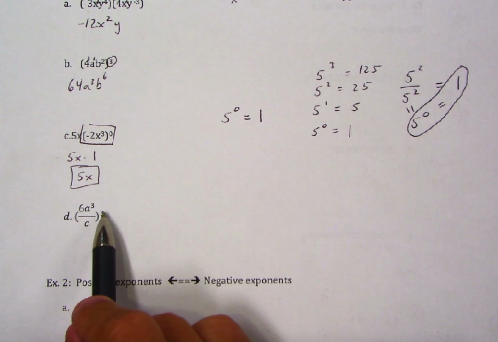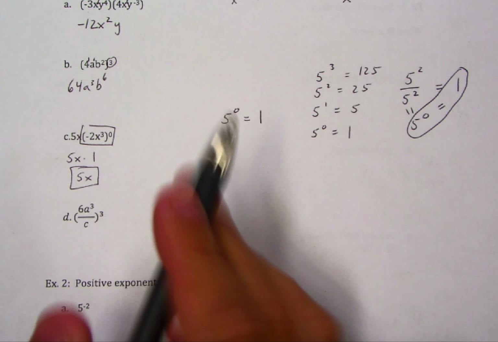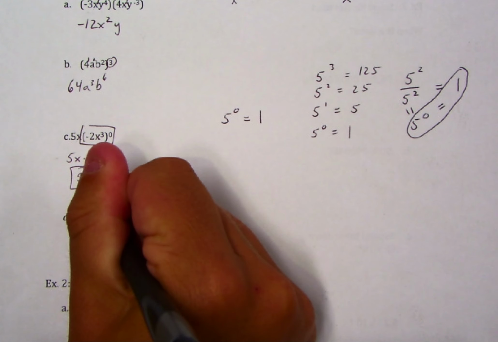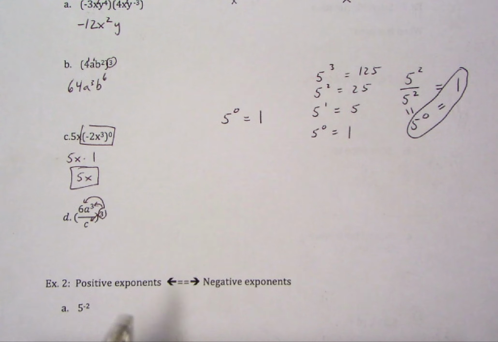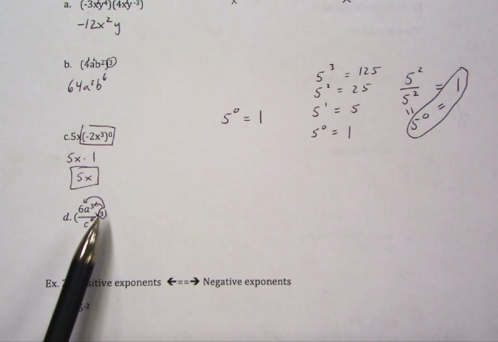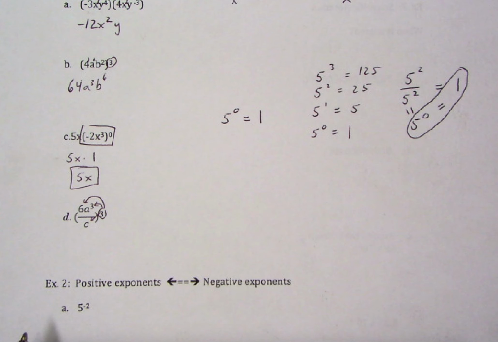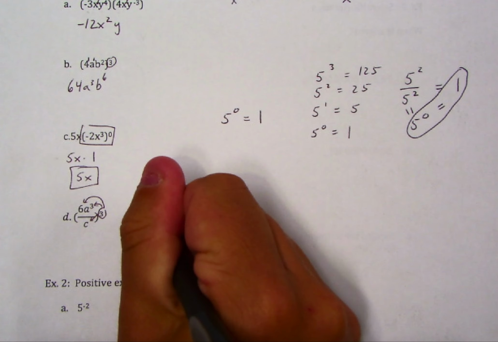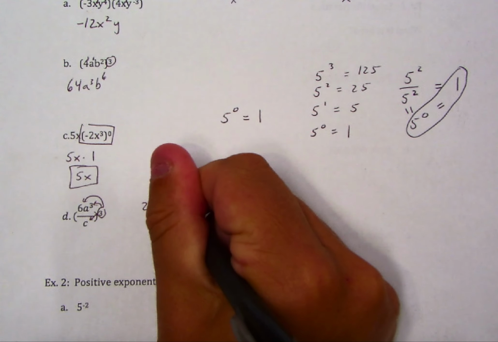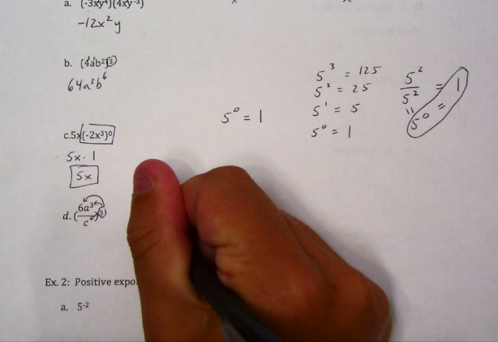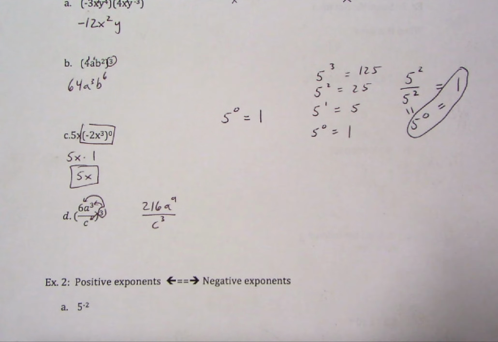When you have a fraction being raised to a power, just like part B up here, that exponent just distributes to all the things inside here. But again, the biggest thing, make sure you don't do 6 times 3. It's not 18, it's 6 to the third power, which is 216. And then that's a to the 9th, because we're multiplying our powers, divided by c to the third.